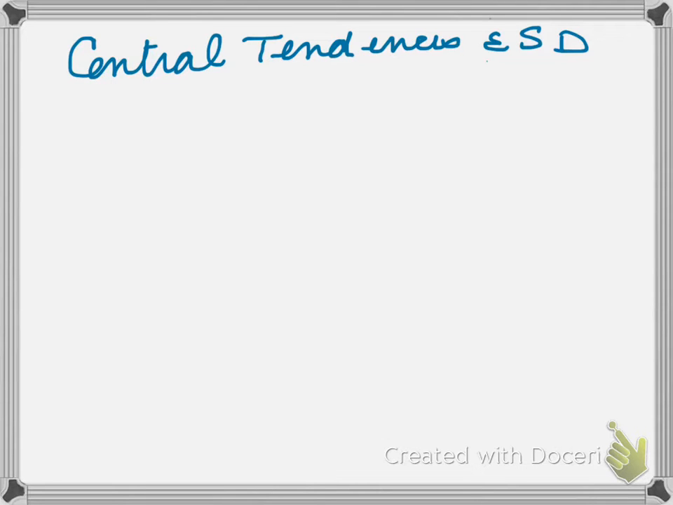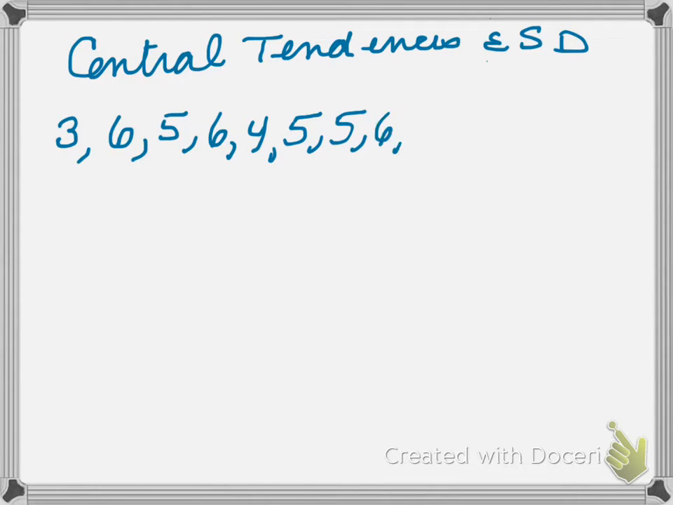All right, so what I want to do is mean, mode, and median. I think you know how to do this all, but I want you to get to where you know how to do this on the graphing calculator. If you need a graphing calculator, I'll be more than happy to loan you one. All right, so let's start off with the numbers: 3, 6, 5, 6, 4, 5, 5, 6, and 7. I want to find the mean, the mode, and the median.